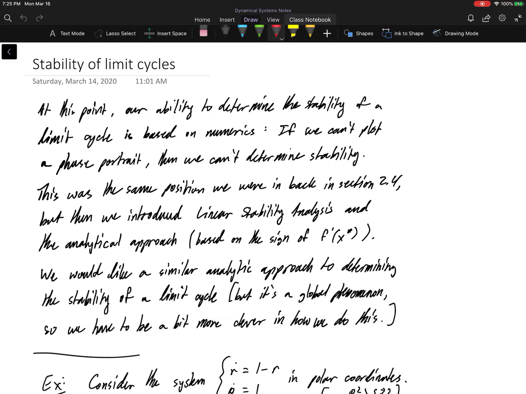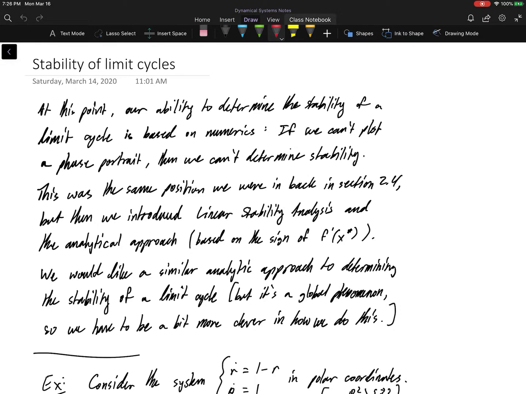This is a global phenomenon, so we can't really appeal to derivatives the way we did for linear stability analysis back in chapter 2, talking about one-dimensional systems, and using the Jacobian for higher dimensional systems. So it's actually going to behoove us to come up with this analysis now so that we don't have to depend on a geometric argument to talk about the stability of a limit cycle, which, let's face it, is more hand-wavy than it is actually analytic, or than it is going to inform or prove our intuition.